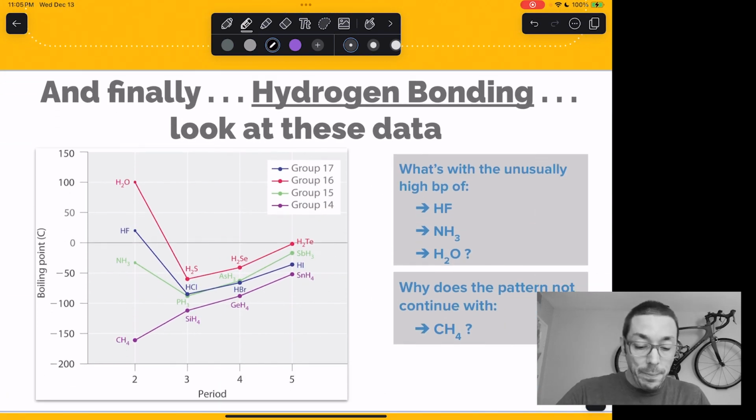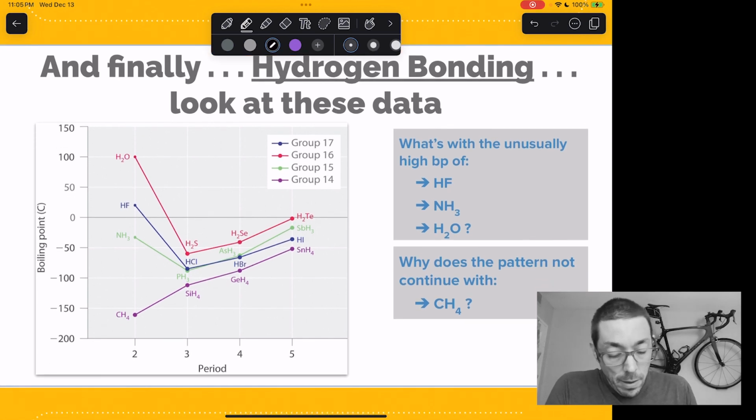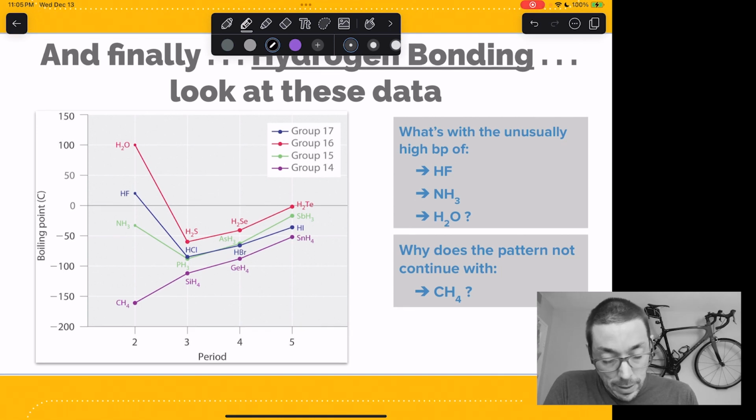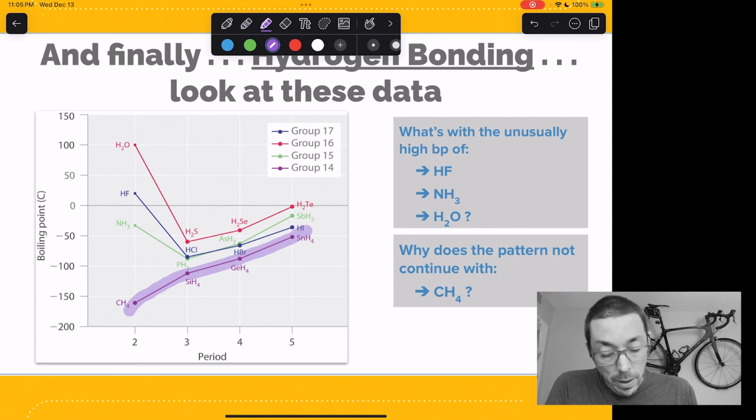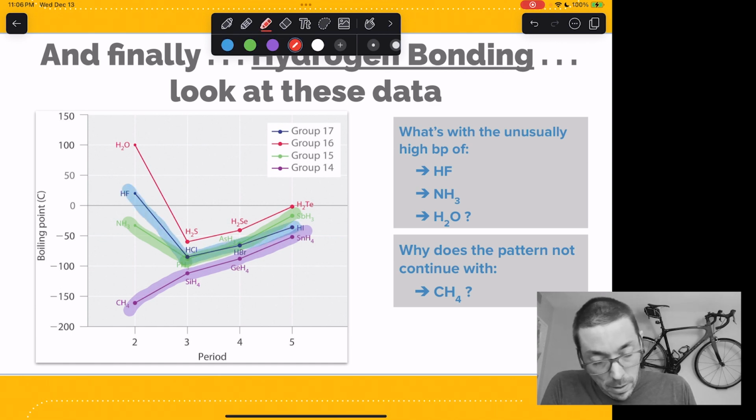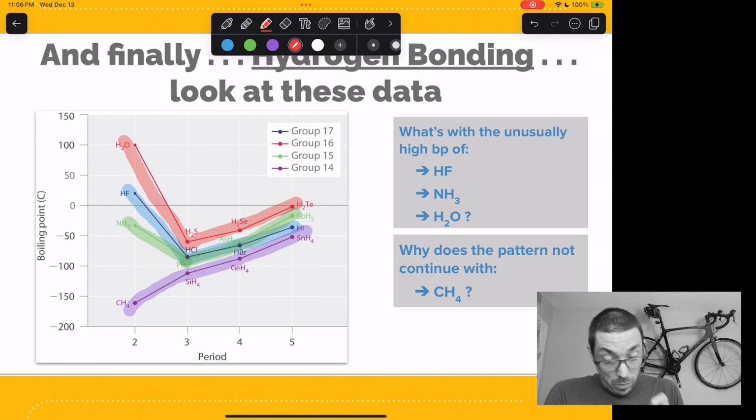Okay, we're just about there. Hydrogen bonding, the strongest of the three intermolecular forces. So take a look at this chart. And the trend here, we can see this line is continuing upwards or downwards if you go the other way. But then the other ones all do something different when they get to group 2. They shoot up. Isn't that weird? They shoot up. So there's something going on here with the boiling points.